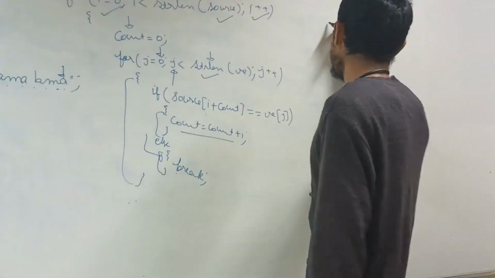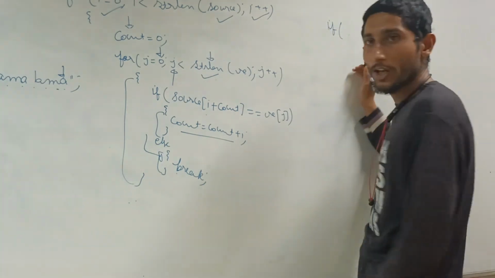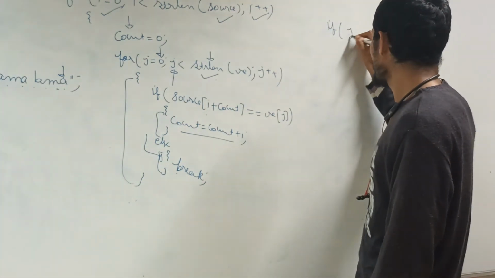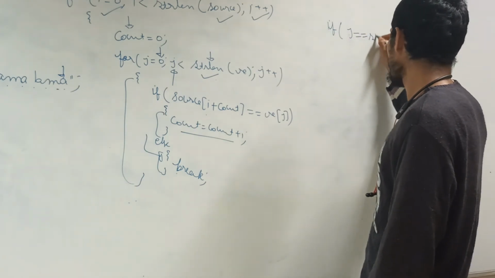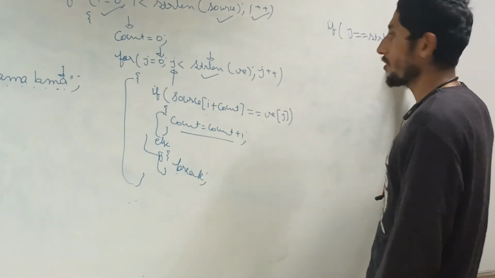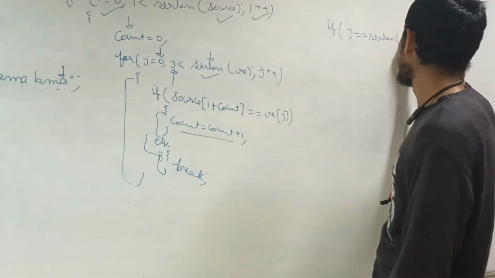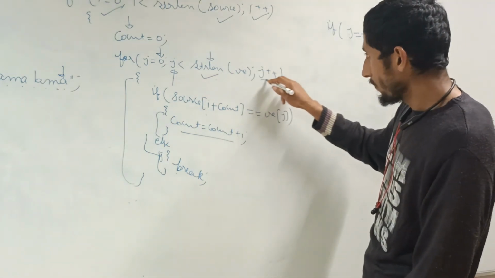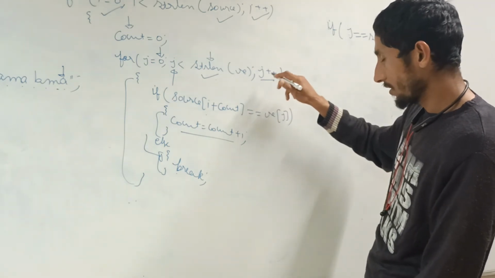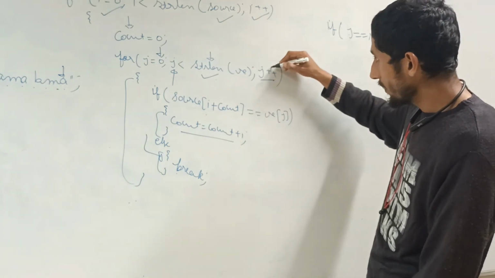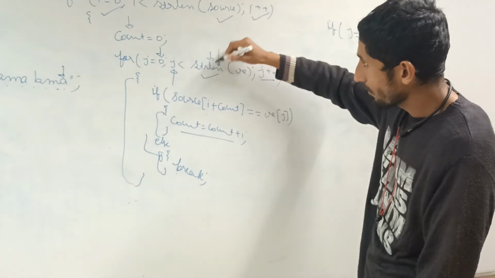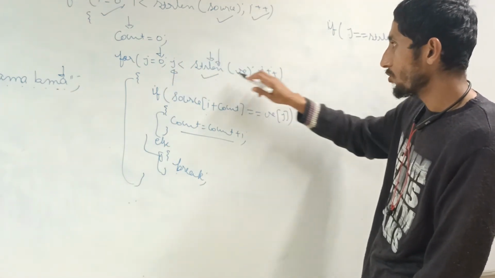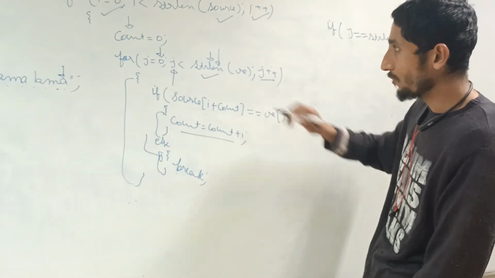I hope you are able to watch this. If the value of j equals strlen, the length of the string re, it means that the moment you come out of the loop, the value of j will be equal to the length of the string, because it starts from 0. So the moment you break the loop, these two values will be equal. That's why you have to break the loop.